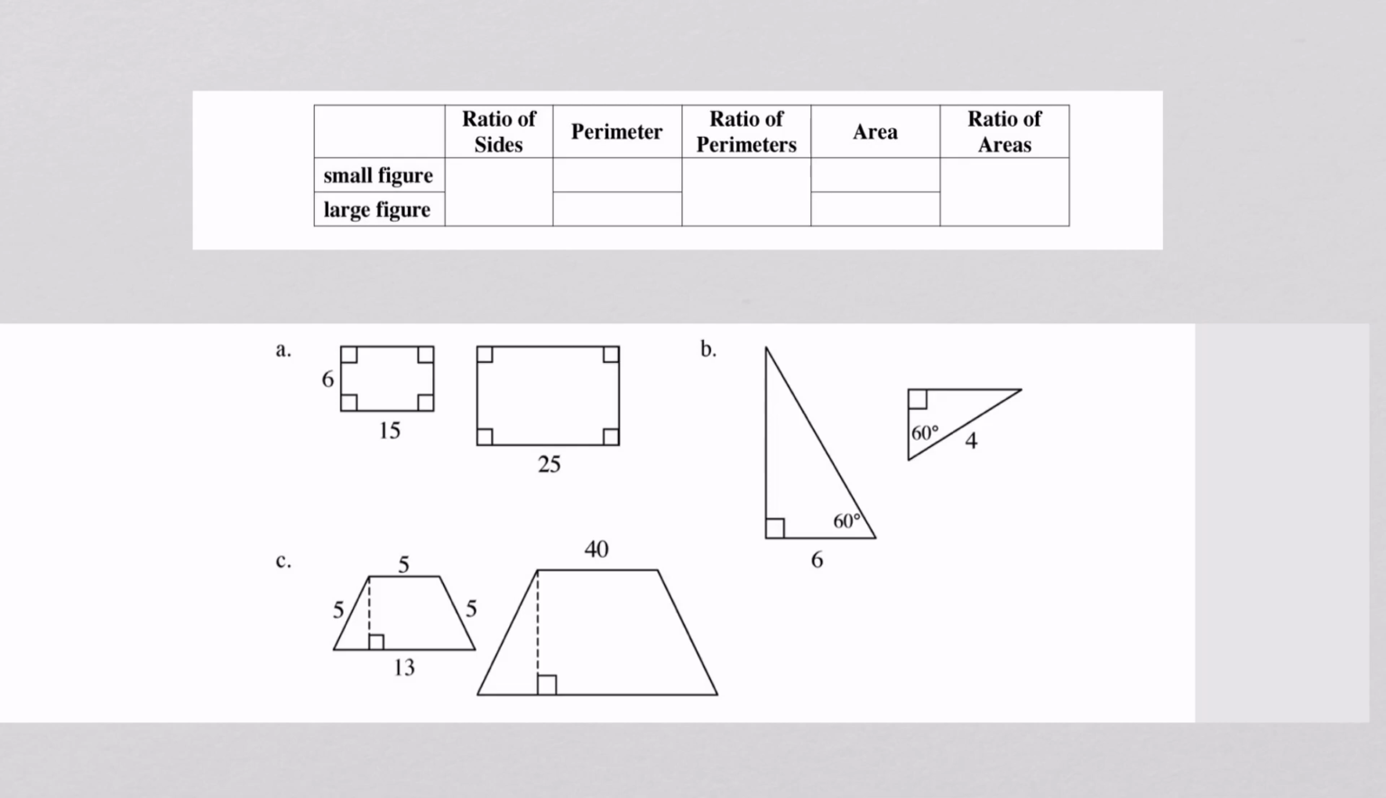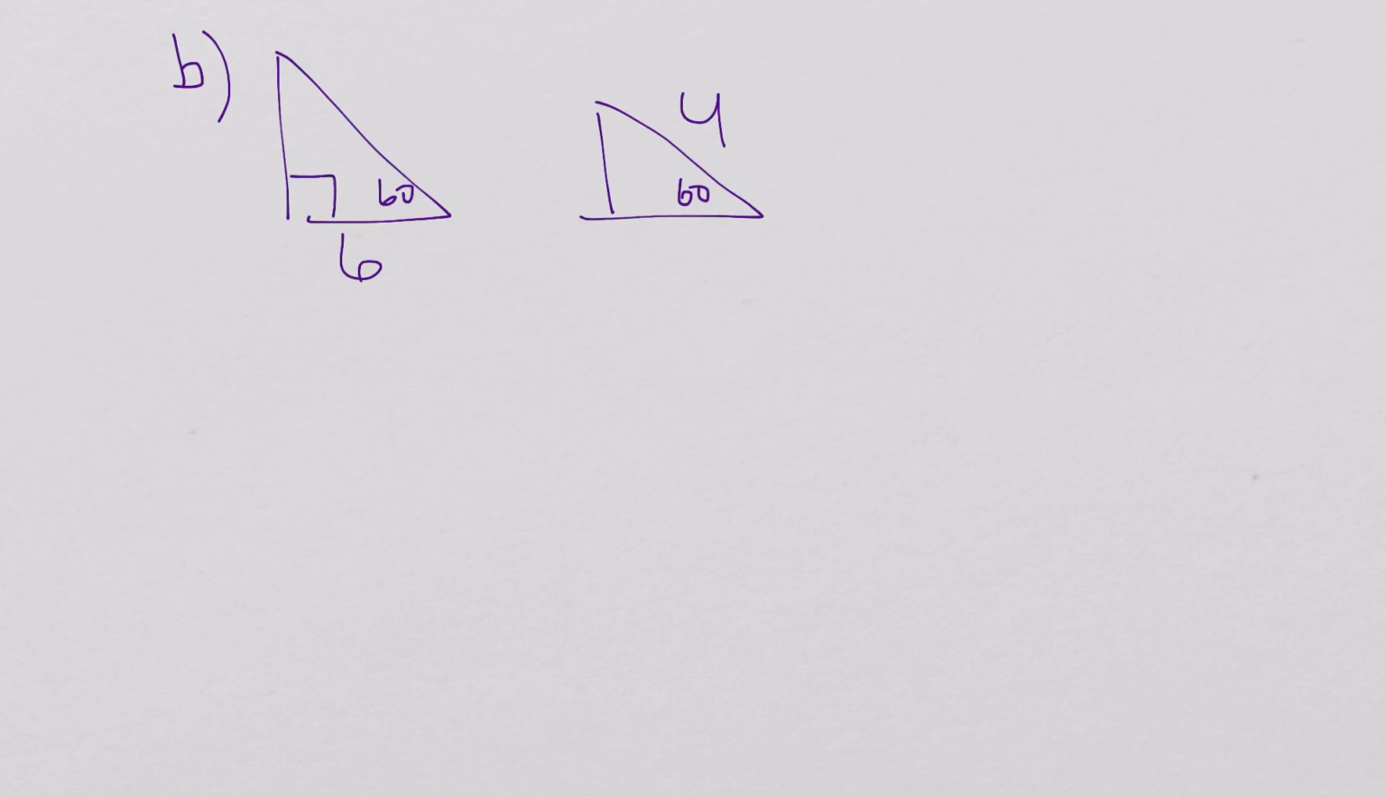For B, we have 2 triangles. One is rotated and one is straight up. So if I re-rotate them, I can write them like this. I have a triangle like this and a triangle like this. I have a 6 here, a 4 here, 60, 60, 90, 90, and these have to be 30. Interior angle sum theorem, 180 minus 60 minus 90 is 30. Now, if I want to solve this, and I'm going to go through this quick because you have plenty of experience with this, I want to find the missing sides.